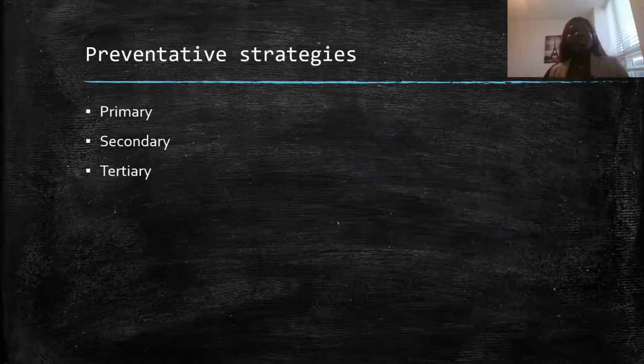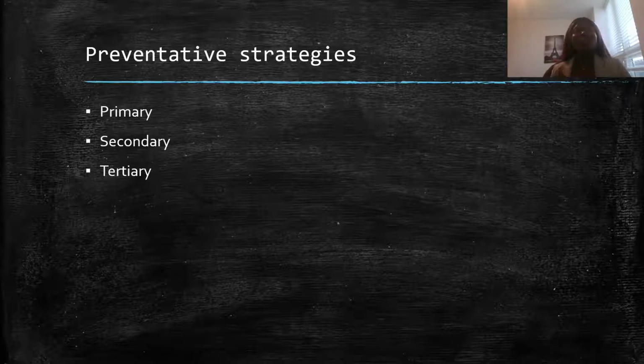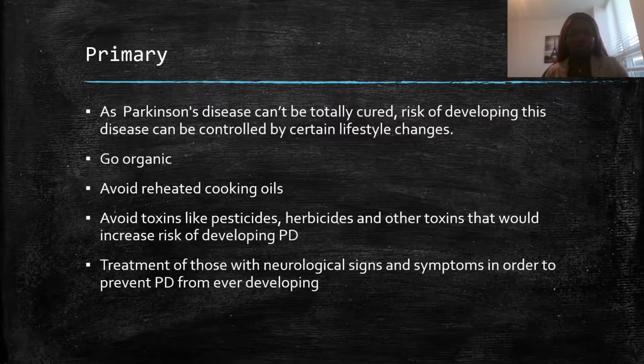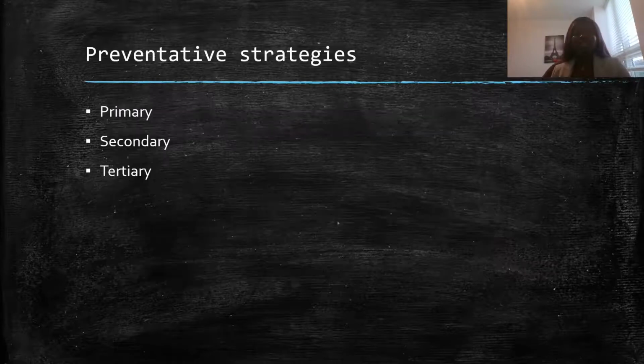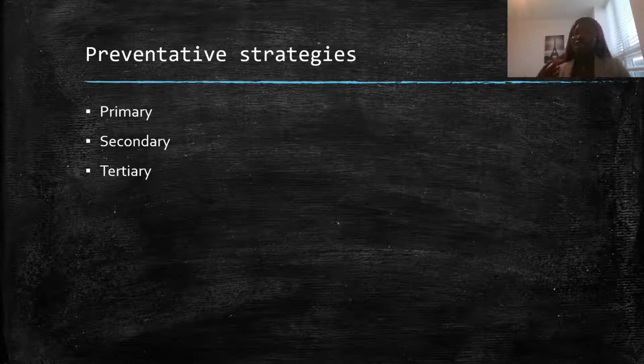So I mentioned in my previous slide the risk factors and the causes of Parkinson's. I'm sure you have a really good idea of how it can be prevented. So we'll talk about how it can be prevented. I have broken these strategies down into three parts: the primary, secondary, and tertiary preventative strategies.